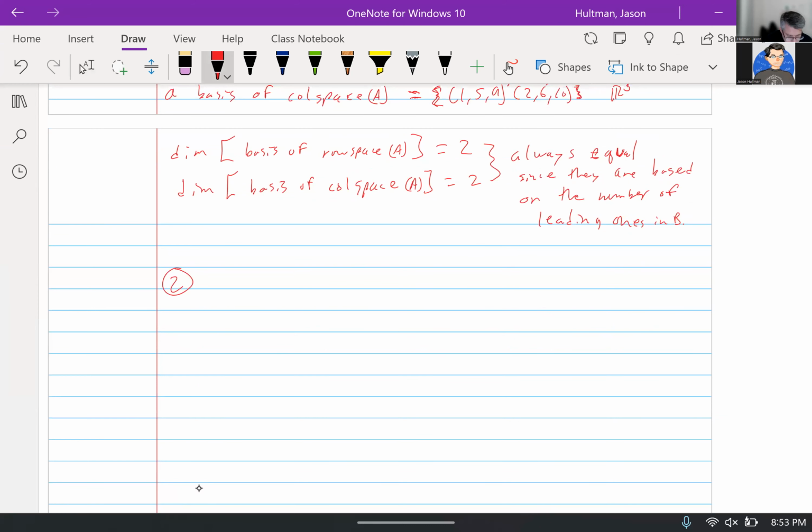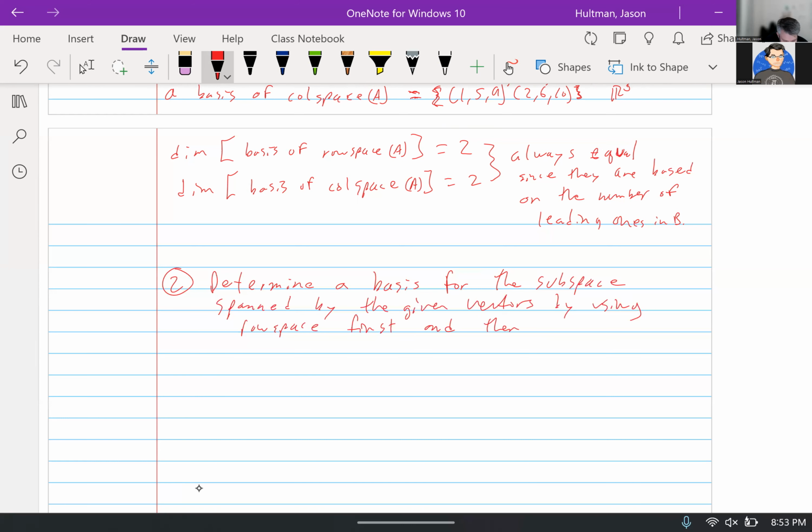Okay, let's look at number 2. Determine a basis for the subspace spanned by the given vectors by using row space first and then column space.